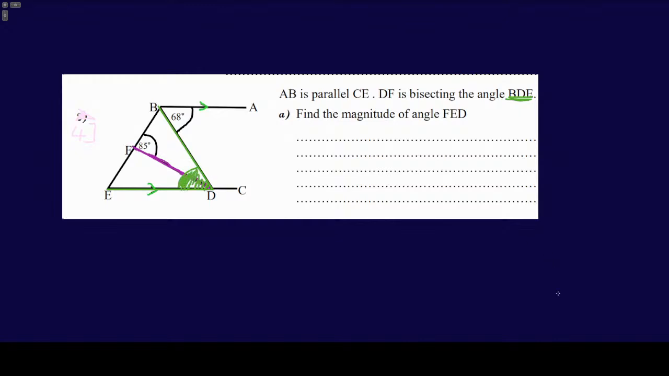So what is this purple line doing to the green angle? The purple line is bisecting the green angle. What does that mean? It cuts the green angle into two equal parts. So if this is Y, this has to be Y. Alright. And we are supposed to find the magnitude of angle FED. So what is FED? Let's locate where FED is. FED, that is this angle, the red angle. That is what we are supposed to find.